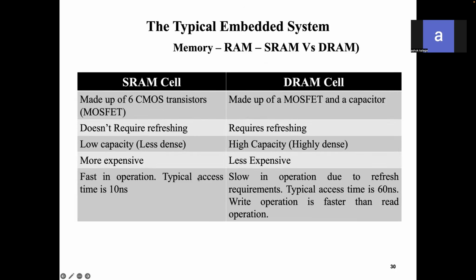Access time is the time required to access that particular cell. For SRAM cell, it is in the range of 10 nanoseconds. DRAM is slow in operation due to its refresh requirements. Typically access time is 60 nanoseconds, and write operation is faster than read operation in the case of DRAM cell.